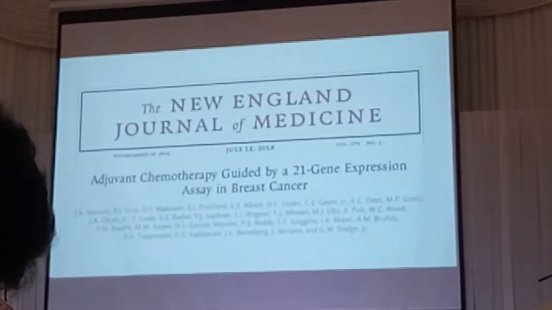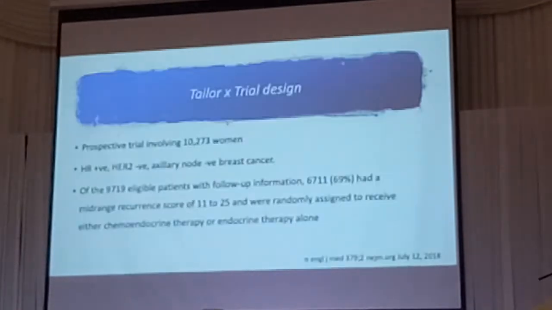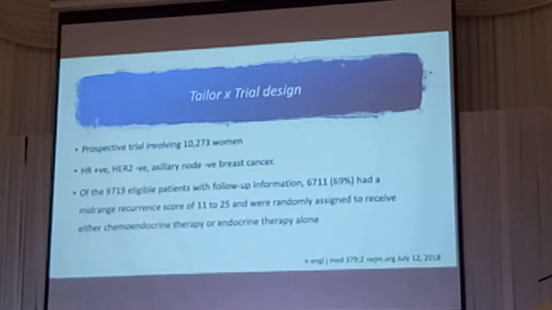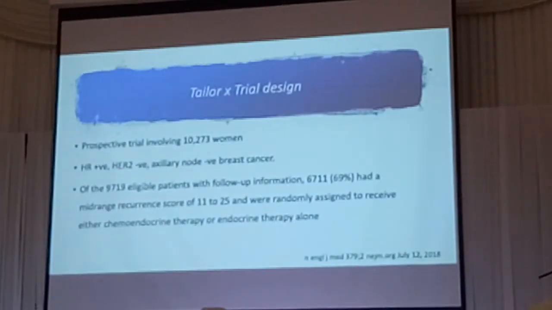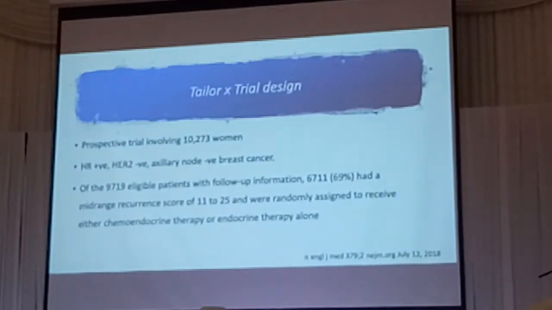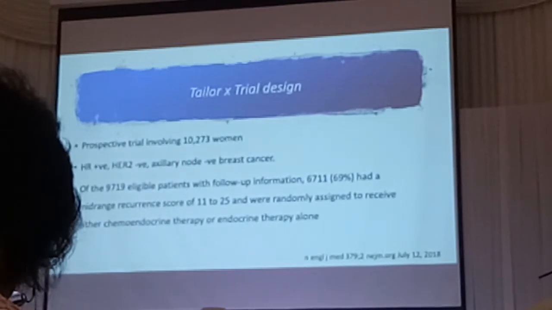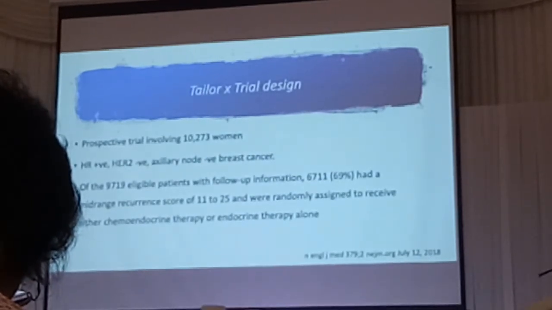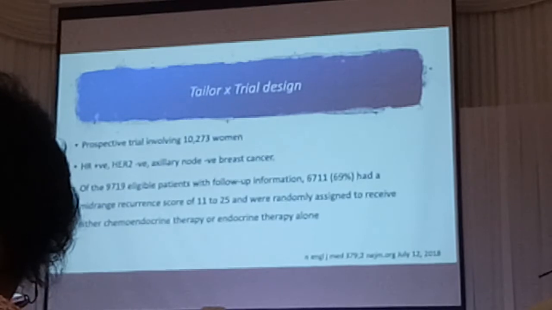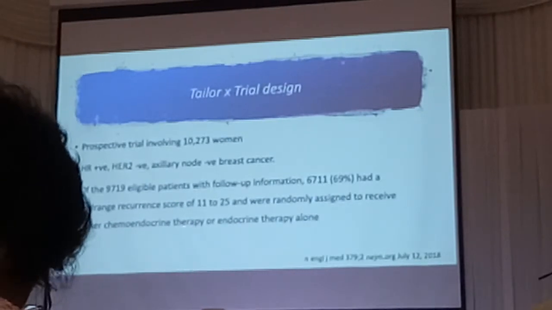So this is the adjuvant chemotherapy guided by a 21 gene expression assay in breast cancer. This was a prospective trial of more than 10,000 patients. Hormone receptors were positive, HER2 was negative, and there was no nodal involvement. Of the 9,719 eligible patients with follow-up information, 69% had a mid-range recurrence score of 11 to 25 and were randomly assigned to receive either chemoendocrine therapy or endocrine therapy alone.